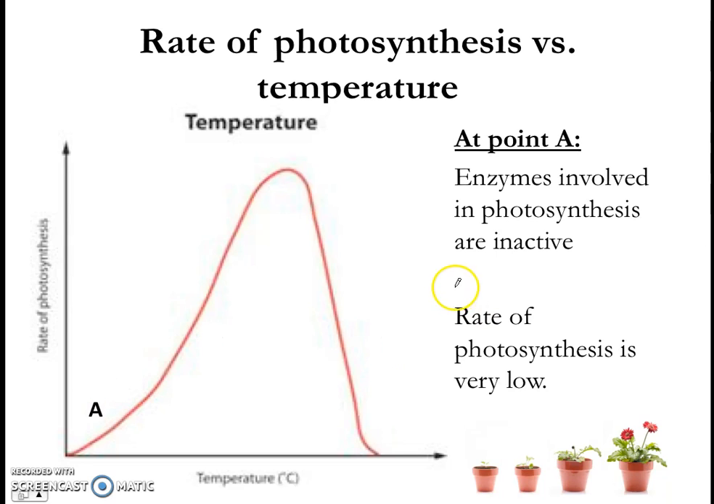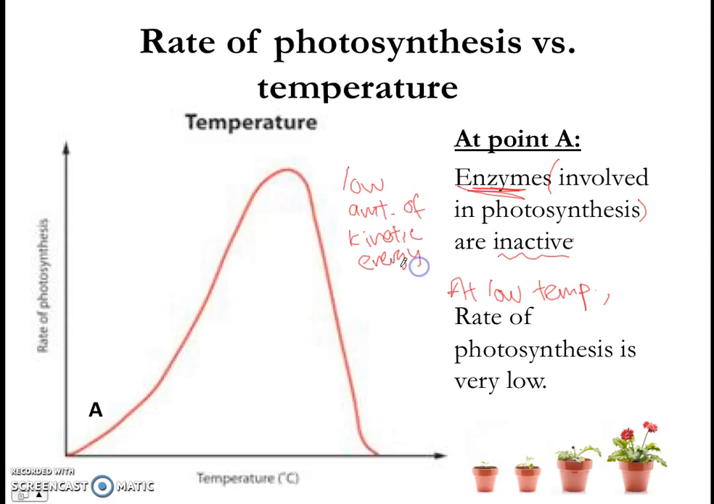So at point A, which is at low temperatures, the rate of photosynthesis is very low. And that's because the enzymes involved in photosynthesis are inactive. Or you can say that the enzymes involved in photosynthesis have a very low amount of kinetic energy. Right? So that's the same explanation as when we were talking about enzymes. Okay, so I'm going to leave the rest for you guys to do with just some hints for you.